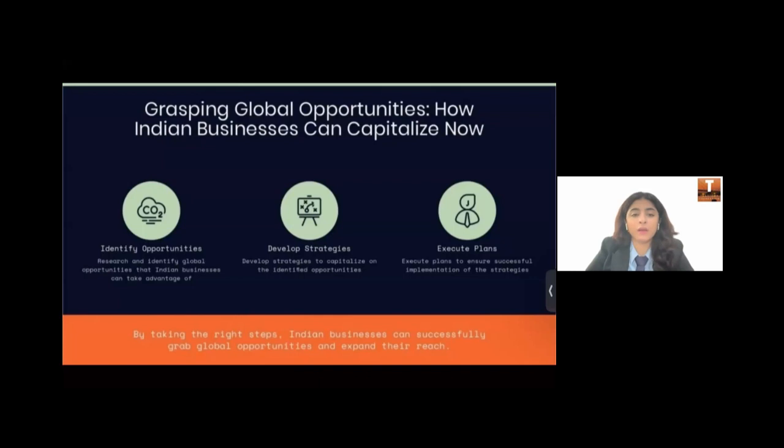Then comes government support. You have to be informed about government initiatives, export promotion schemes, and financial support programs. Then you can leverage these resources to overcome barriers and access international markets. Last would be continuous learning and adaptation. You have to remain agile and adaptable to changing market dynamics, continuously monitor and evaluate performance, and seek feedback and refine strategies to stay competitive in the global arena.